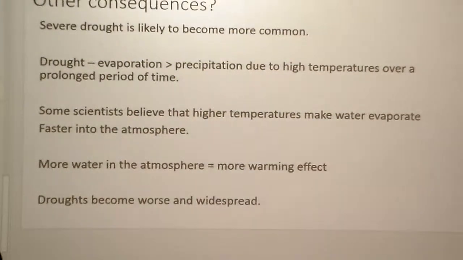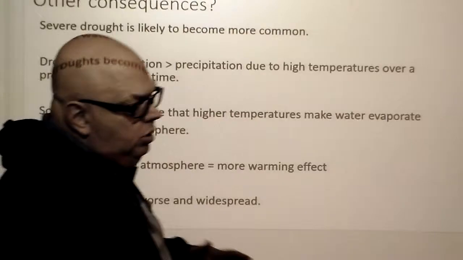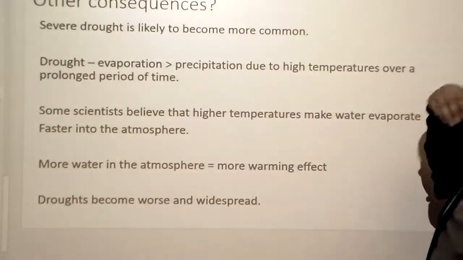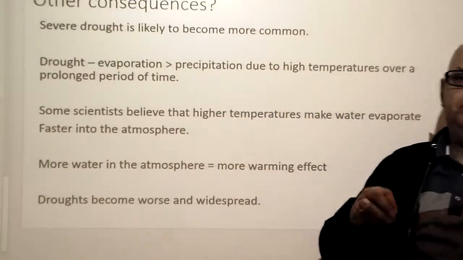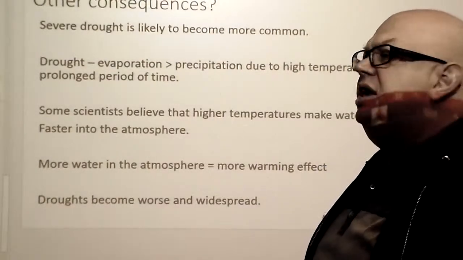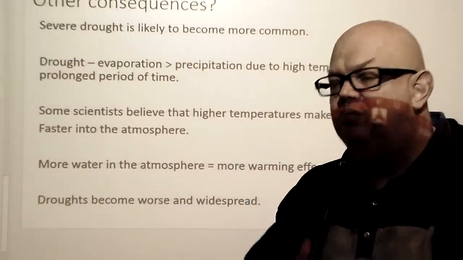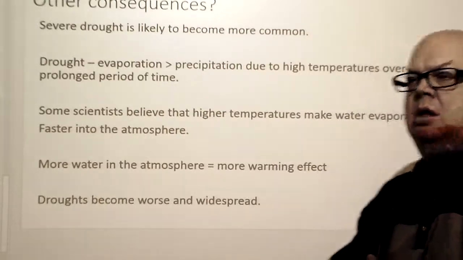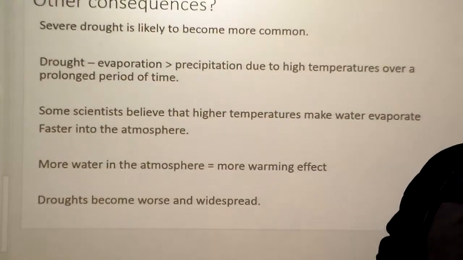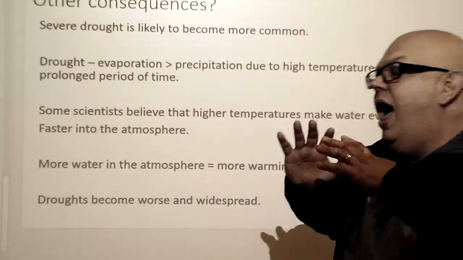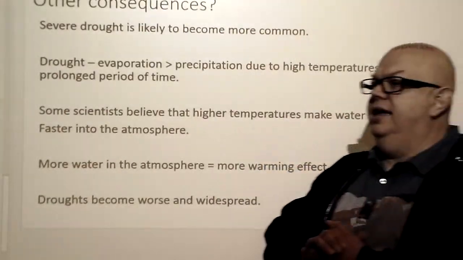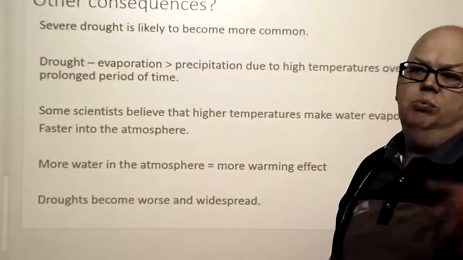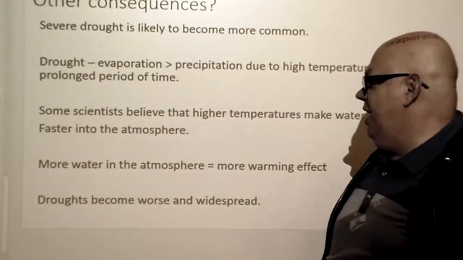Now, other consequences, drought. Severe drought is more likely to be common. Now, remember, drought, evaporation, is greater than precipitation due to higher temperatures over a prolonged period of time. This is what we are experiencing in California. Now, this past rainy season, the 2018-2019 rainy season, it has been a blessing that we've had more water where they say we're out of the drought. I would be careful about saying something like that. I honestly believe we could use more rainfall. We could. And really, truly replenish the aquifers that we have.